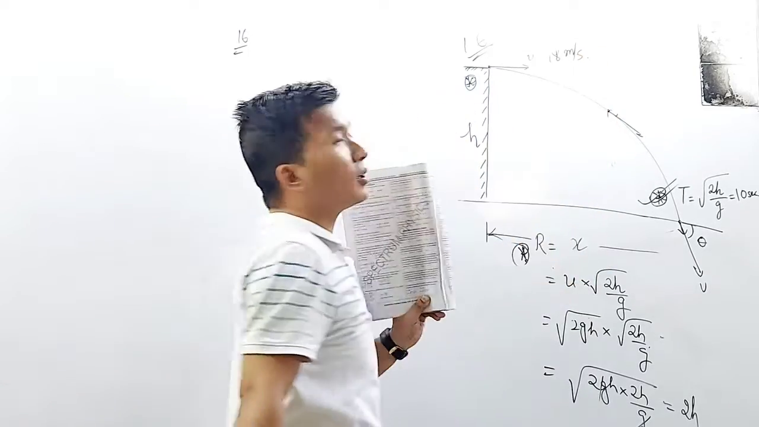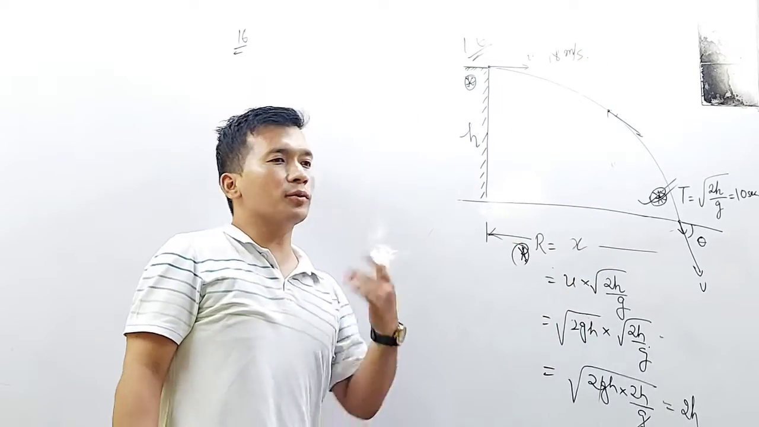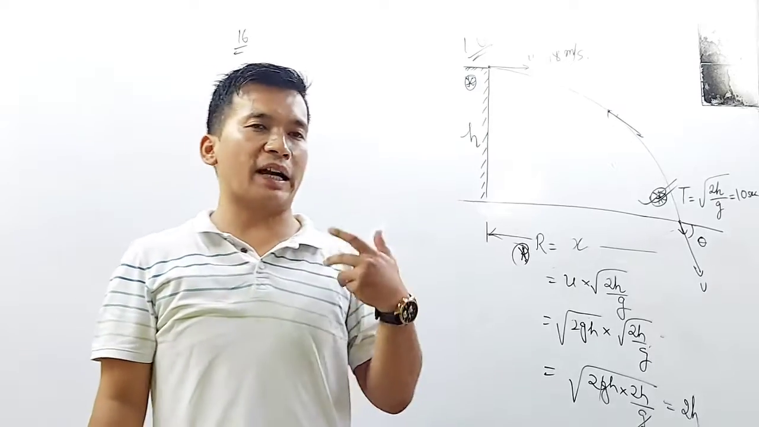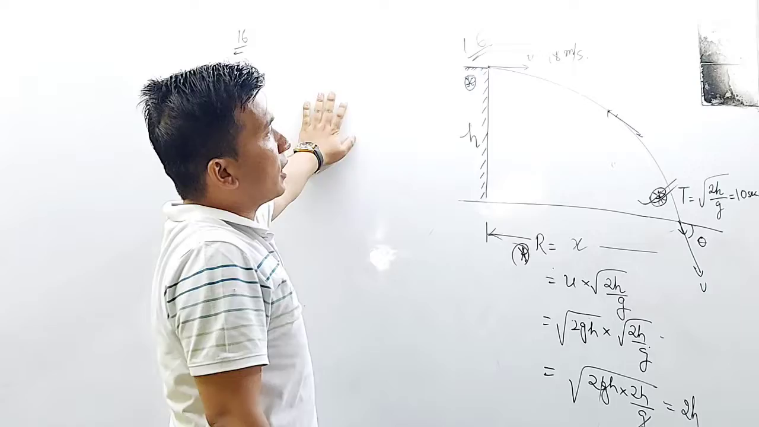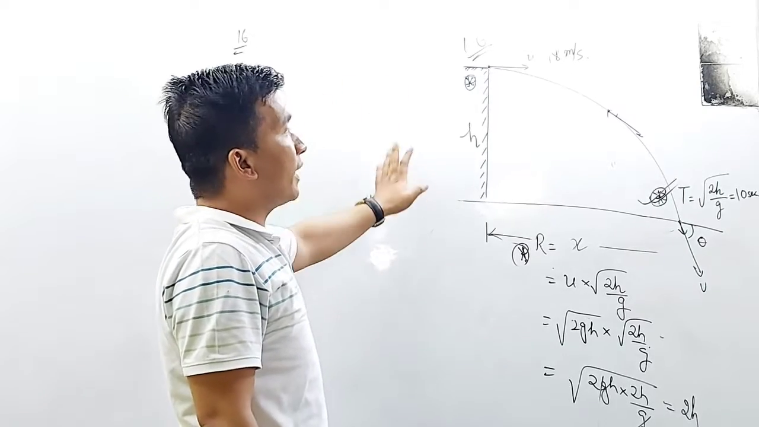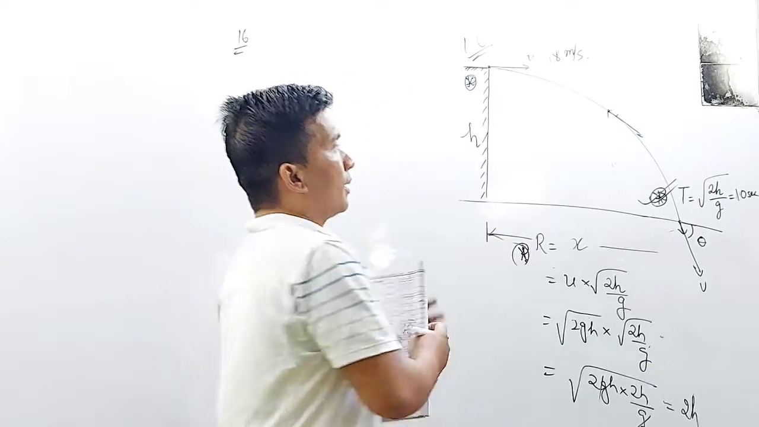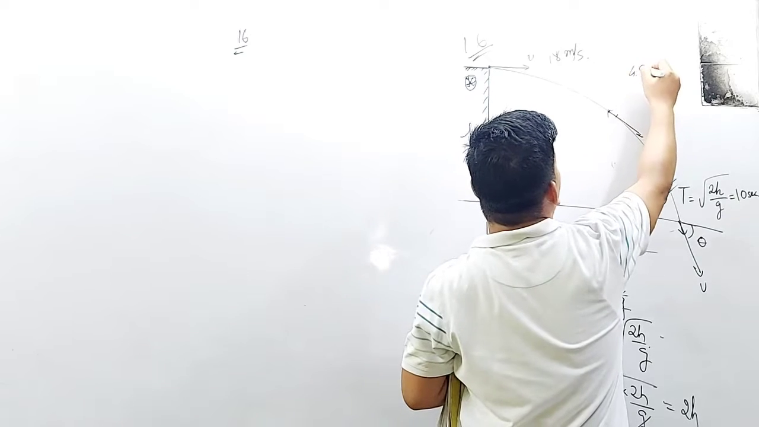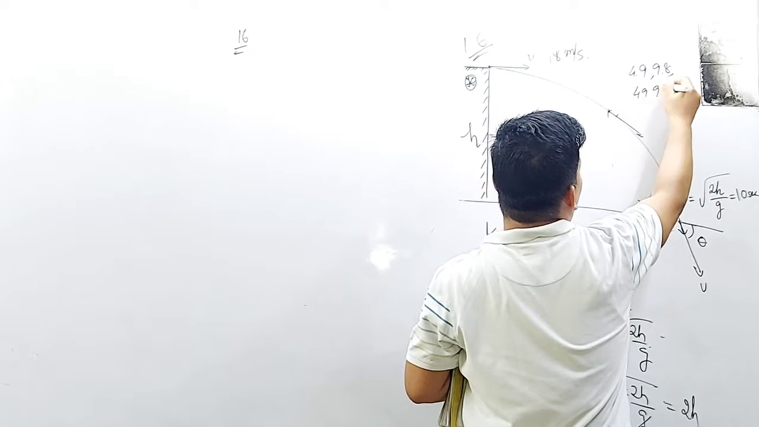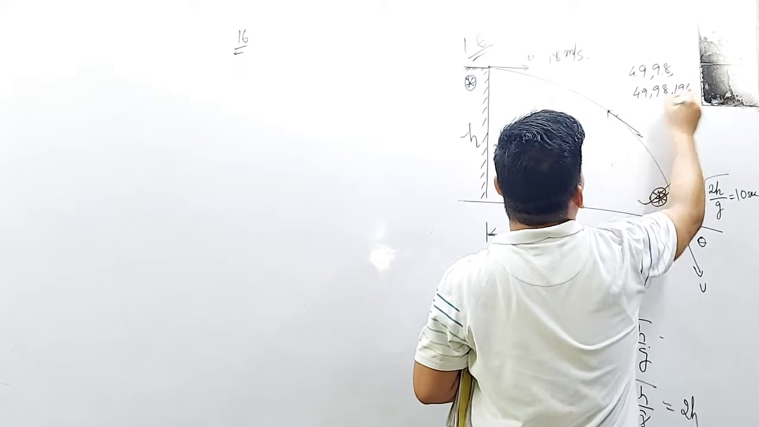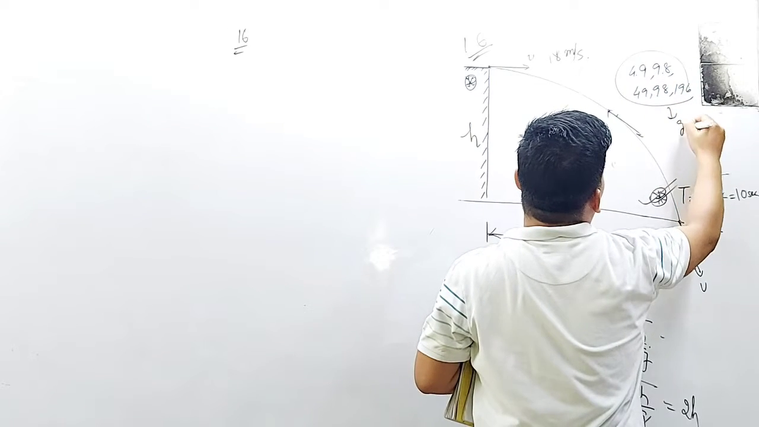In one dimension and two dimensions, that means in your kinematics, if the data or the options contain 4.9, 9.8, 49, 98, or it may be 196, we have to put the value of g to be 9.8.